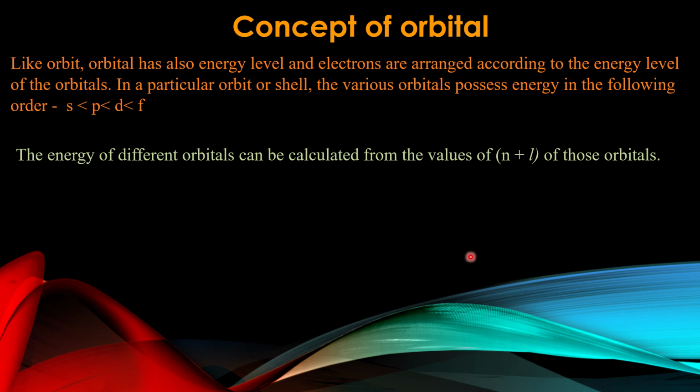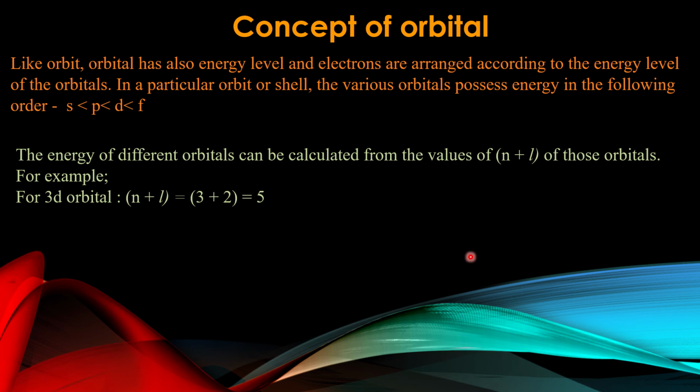The energy of different orbitals can be calculated from the values of n plus l of those orbitals. When different orbitals come, such as 3d, 4s, 4p, 4f, 5p, their energy can be calculated by the value of n plus l. That means you have to calculate the value of n plus l for every orbital. If the value of n plus l is more, then this orbital has more energy. And if the value of n plus l is comparatively less than another orbital, then its energy is less than that orbital.